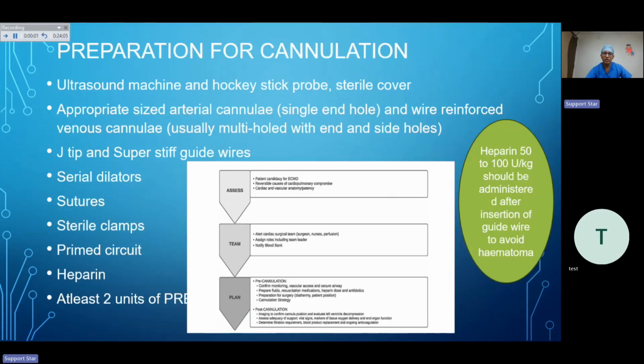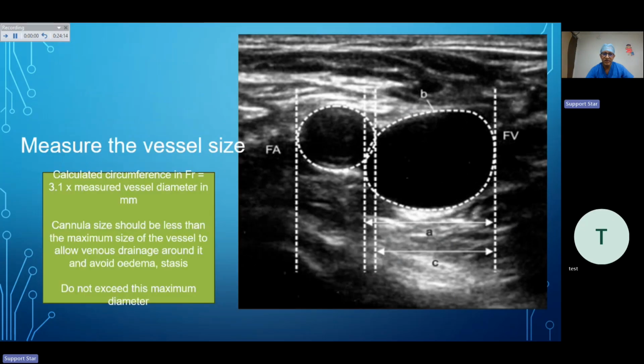So you will have to quickly go for cannulation. How will you choose? You use your ultrasound. The cannula is guided by the ultrasound diameter of the vessels. Whatever diameter you get, that should be the maximum size of the cannula in French. Like you get a size of 3 mm, so 3 into 3 is 9 French. So 9 French is the maximum size the vessel will take. So you have to go one size below, like 8 French for that vessel, to avoid congestion and injury to the vessel.